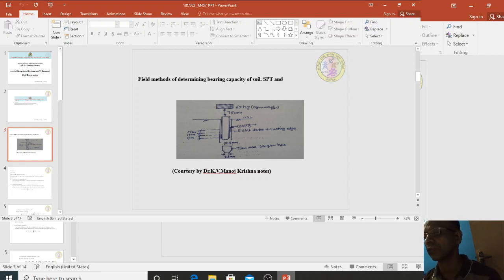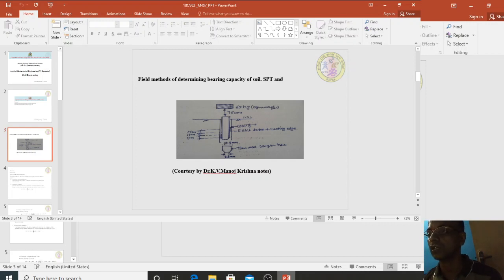First we should consider what are the things that will be there in the SPT test assembly. Next step is how to prepare the ground for conducting the test. Third one is the procedure for conduction of the test. Next one is correction to the applied SPT value. Last but not the least, calculation of bearing capacity by Terzaghi and Peck equation.